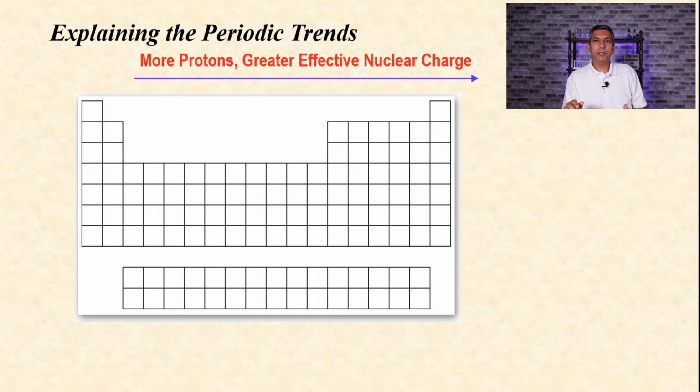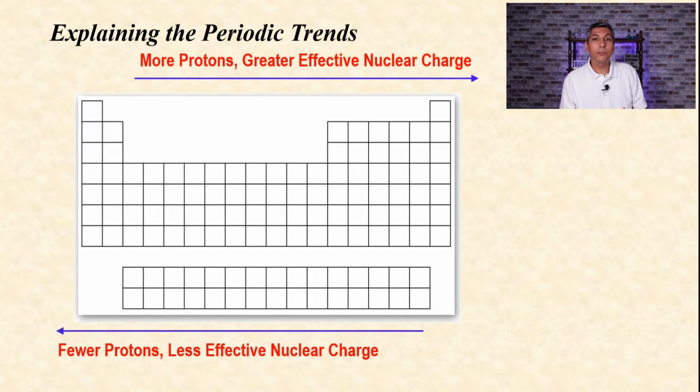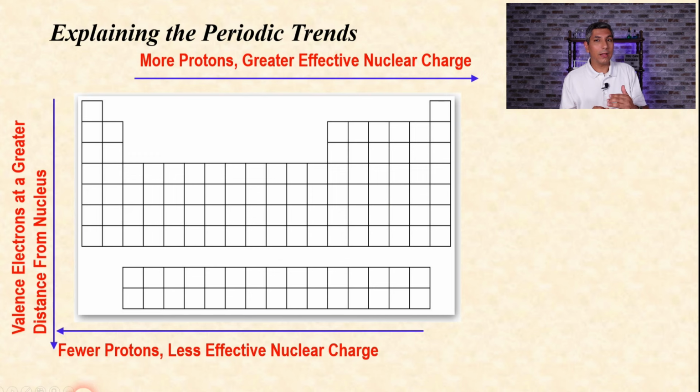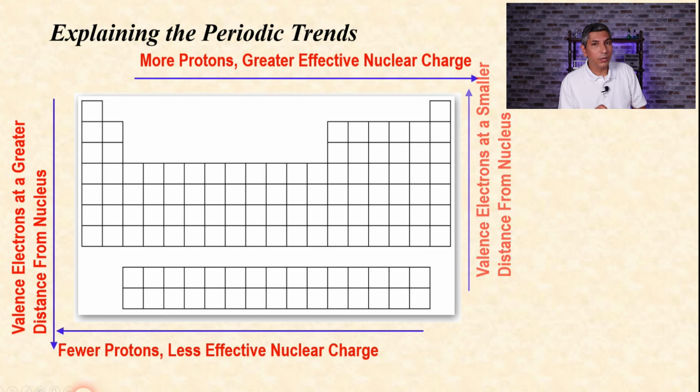Generally speaking, if you're asked for an explanation comparing atoms that are across from each other, left and right, their differences are due to a greater effective nuclear charge on the right and lower effective nuclear charge on the left. When comparing atoms that are above or below each other, their differences are due to a greater distance of valence electrons from the nucleus toward the bottom of the table, and a lower distance from the valence electrons to the nucleus for the atom at the top of the table.